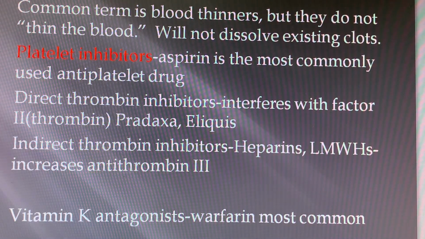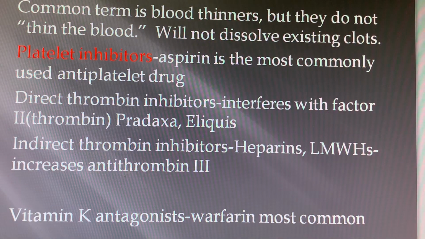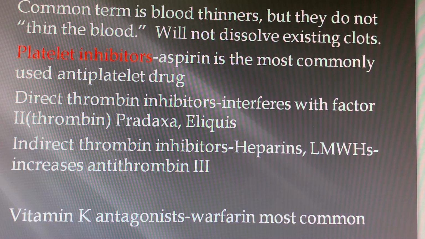So what we want to do with anticoagulants is we want to stop any more clots from forming, and we want to keep the clots that are already there from getting larger. So the categories of anticoagulants that we will talk about, starting on page 267, are what is known as platelet inhibitors. Notice this is in red. Aspirin is the most commonly used antiplatelet drug, but there are other stronger platelet inhibitors that we will talk about.